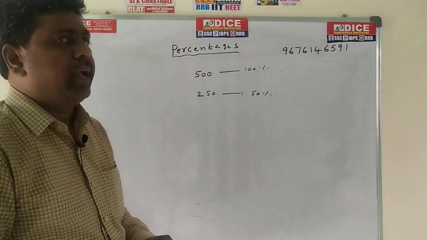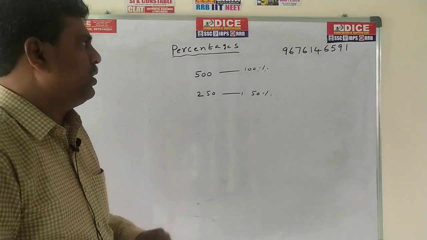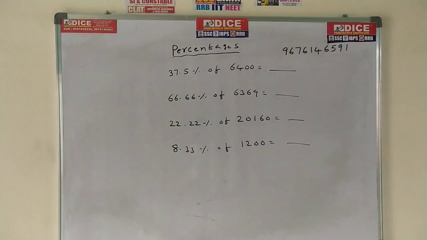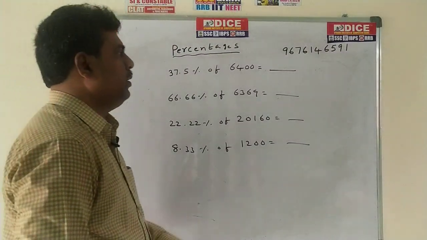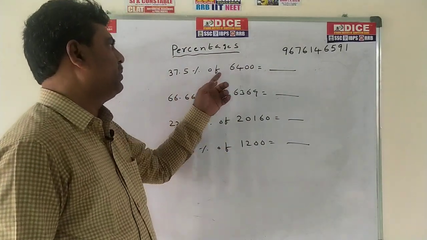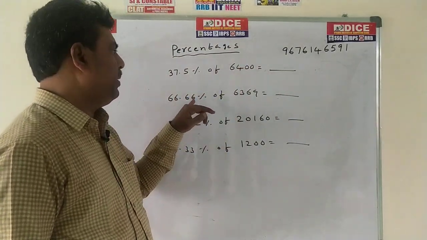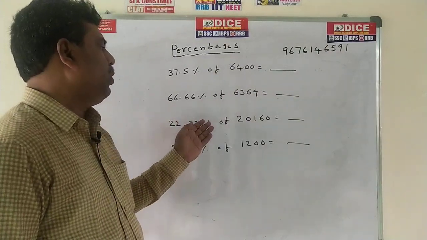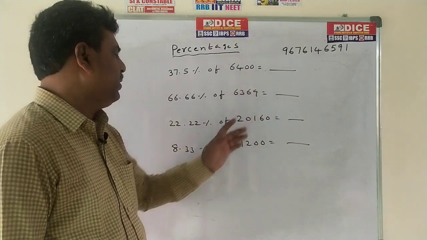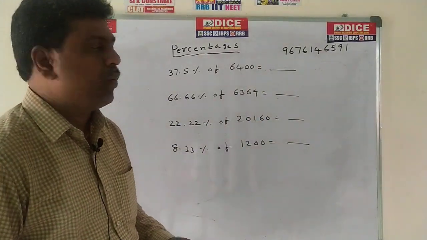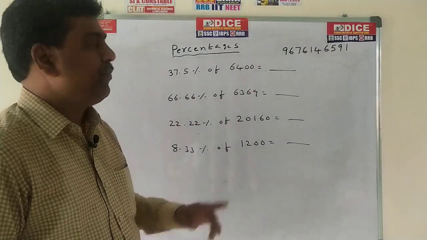Now I can show you some shortcuts. Now come to these problems. 37.5% of 6400 is equal to dash, 66.6% of 6369 is equal to dash, 22.2% of 20160 is equal to dash, 8.3% of 1200 is equal to dash. We have to do them within a fraction of seconds. How can we do it?